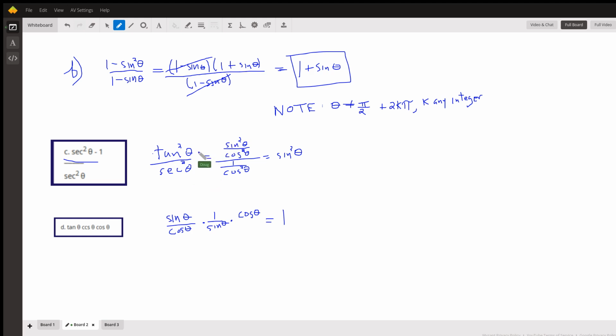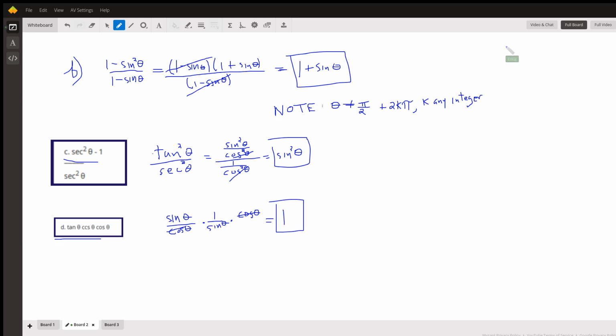So tangent is sine squared over cosine squared. Secant is 1 over cosine squared. These cosine squares cancel out. You get sine squared. And for part D, punt from the beginning. Tangent, sine over cosine. Cosecant, 1 over sine. Everything cancels out. The result is always 1.